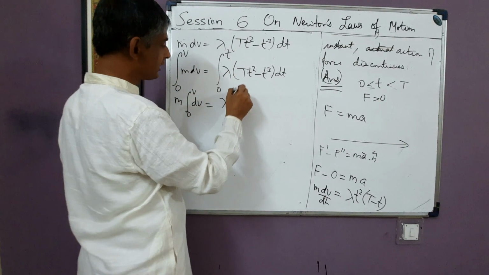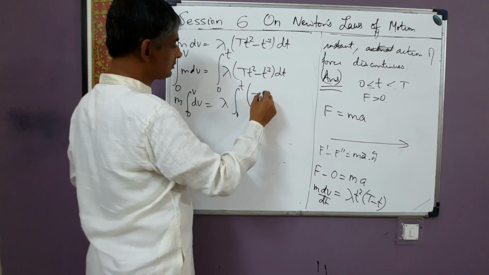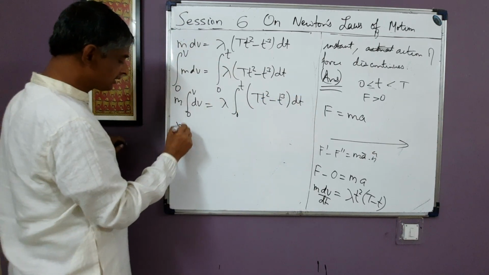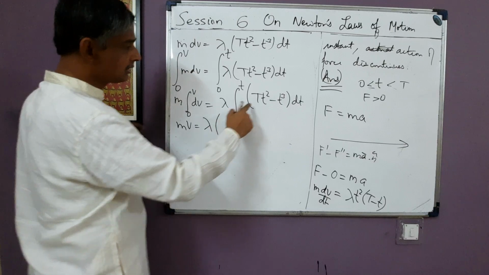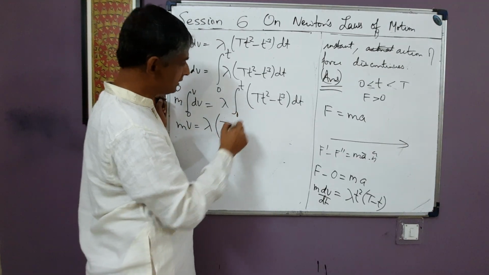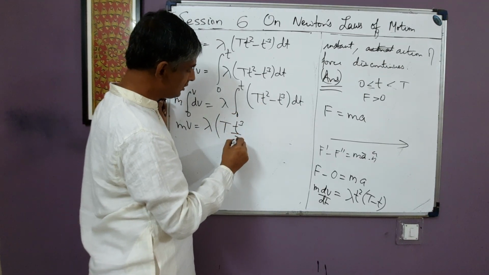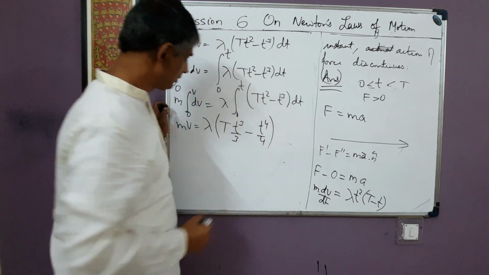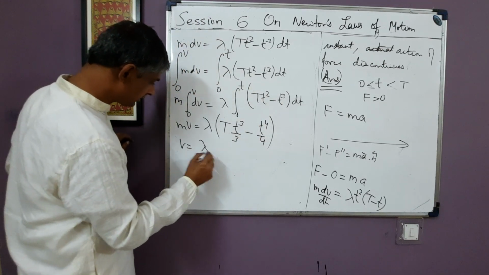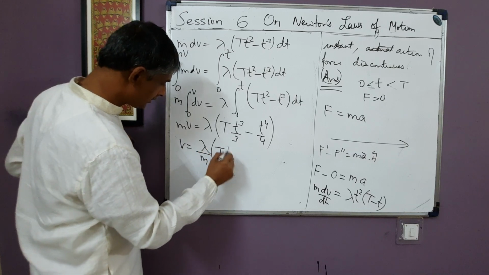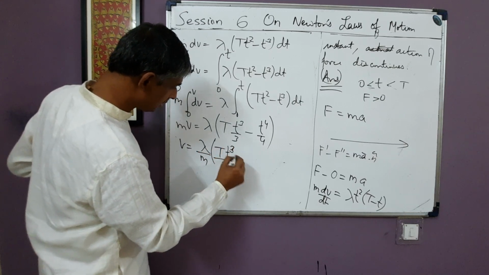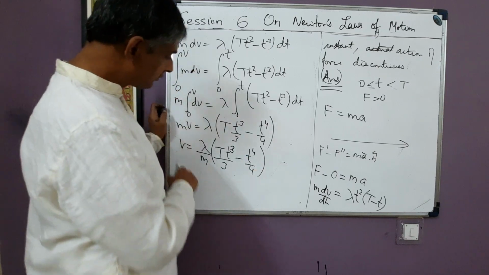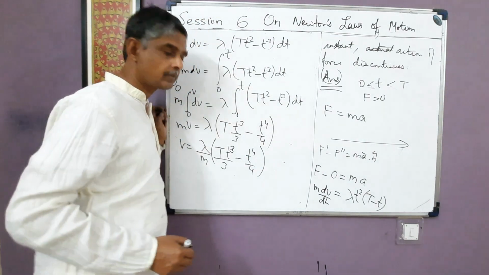Lambda is constant, comes outside. 0 to v, this becomes tT square minus t cube into dt. So this becomes mv equal to lambda times. Now this we integrate, this T is constant, t square becomes t cube by 3 on integration, and inserting limits, this becomes t power 4 by 4. Okay, so v becomes lambda by m times (Tt cube by 3 minus t power 4 by 4). This is the speed of the particle at an arbitrary instant t.